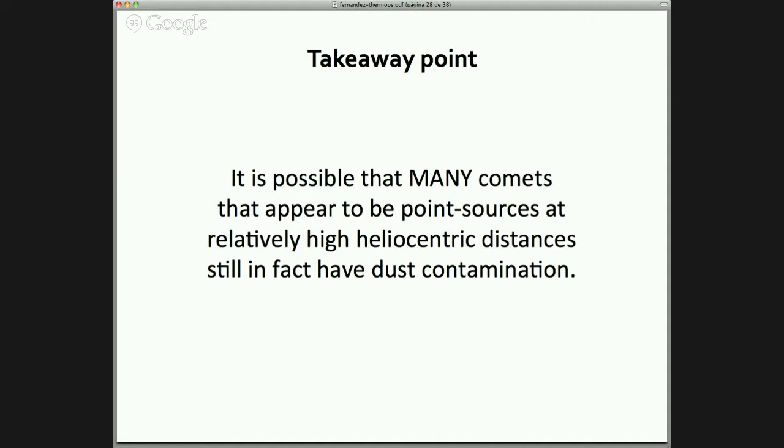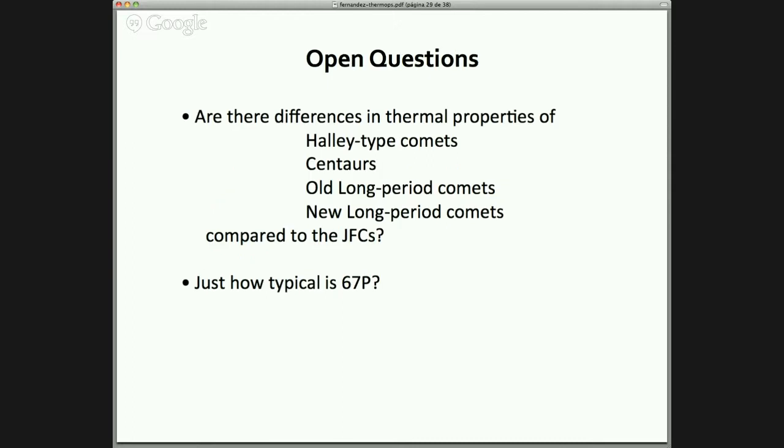Okay, so I'll finish with just some open questions. Are there differences in the thermal properties of the Halley types, the Centaurs, the old long period comets, the new long period comets compared to the JFCs? Most of the work that's been done is on JFCs, but there's all these other dynamical classes that we don't really know too much about thermally yet. And then the big question is also how typical is 67P compared to anything else. That comes right back to the basic problem: you go deep on a few objects versus going shallow on lots and lots of objects. How do you know the things you're going deep on are typical?